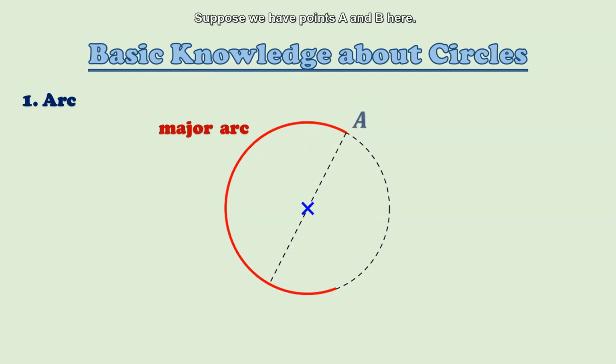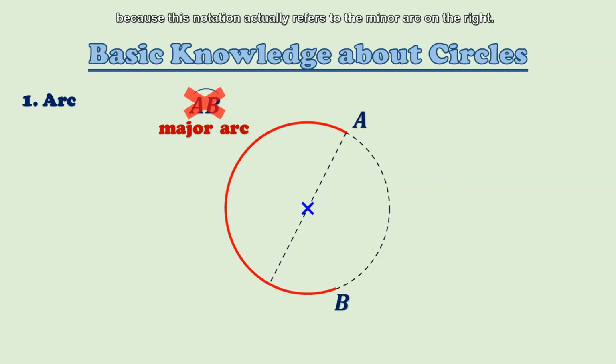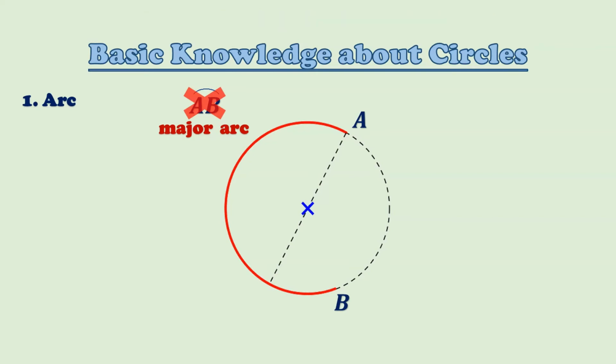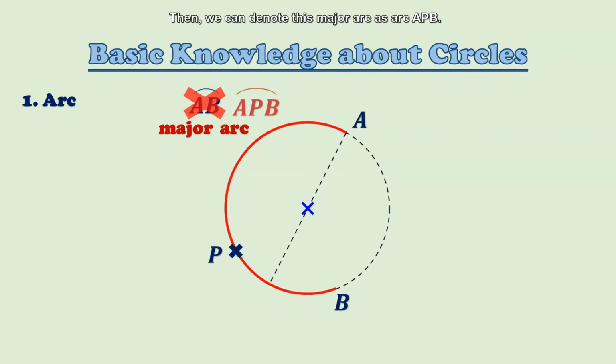Suppose we have points A and B here. If we use the arc AB notation to represent this major arc, this is not correct, because this notation actually refers to the minor arc on the right. Now we do not need to refer to the arc on the right, but we need the major arc on the left. In order to denote this major arc mathematically, we need to mark another point on this arc. Suppose this is point P, then we can denote this major arc as arc APB.